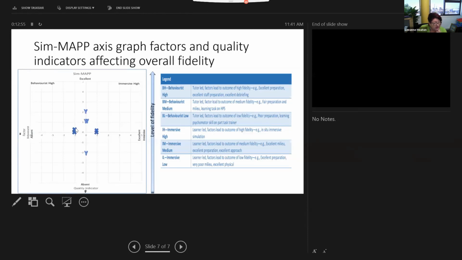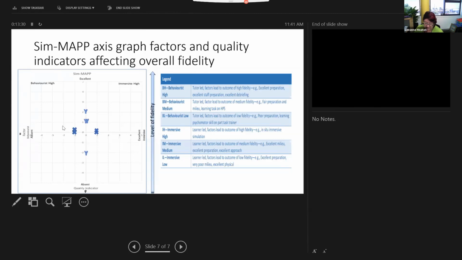What we actually have there is a behaviourist medium because of the way the scoring lands over in this corner. Because it comes up in that score, we know where that sits and we can scaffold the simulation as we go through. The Sim-MAPP will afford educators an opportunity to see how, when and where a simulation activity can be integrated and enhance the learning in pre-registration nursing programs.